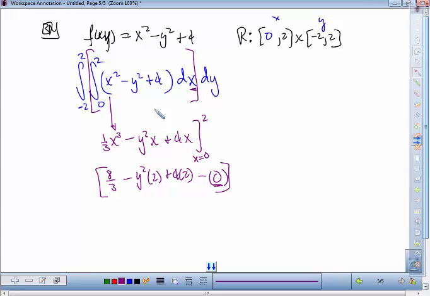I suppose it might be worth simplifying this because we're going to integrate it again. So let's simplify this. You got 8 plus 8/3 is 32/3. So that is what we have in our inner integral. And notice in our inner integral we have a function that has a y in it. But that's okay because in our next step we're going to integrate with respect to y.